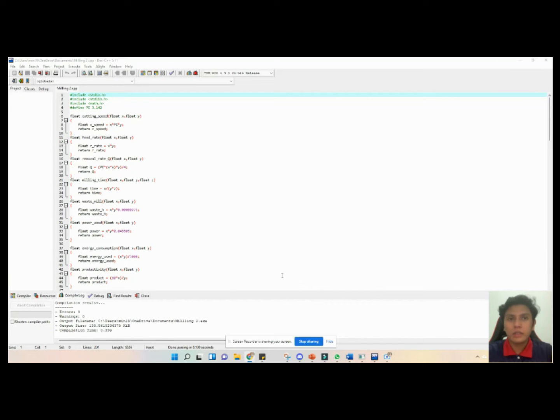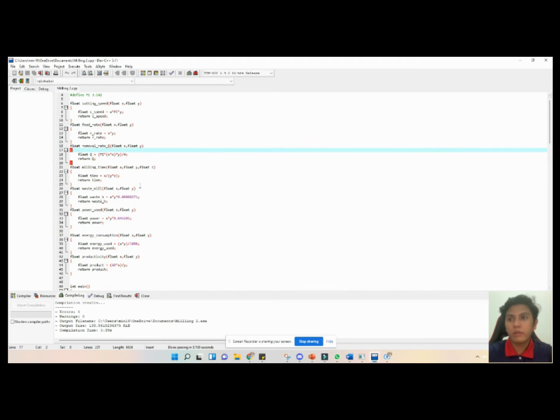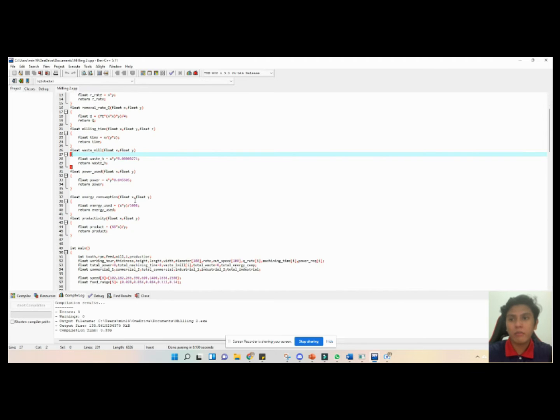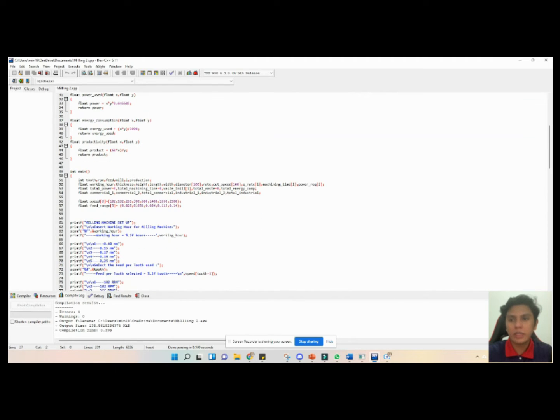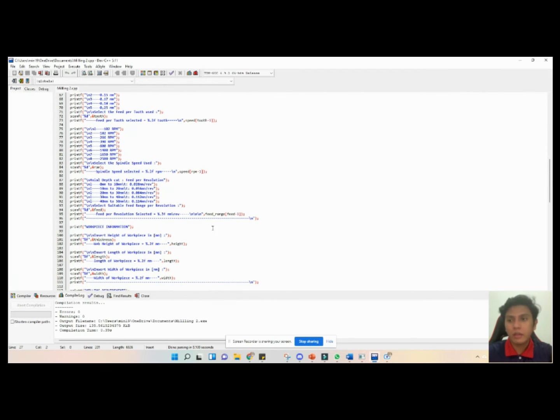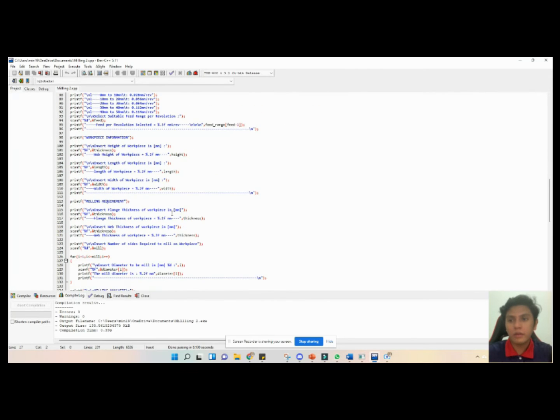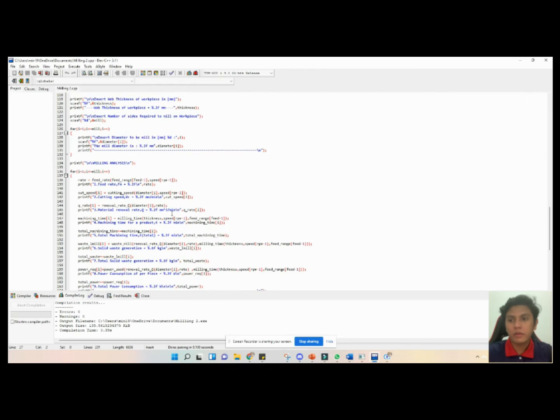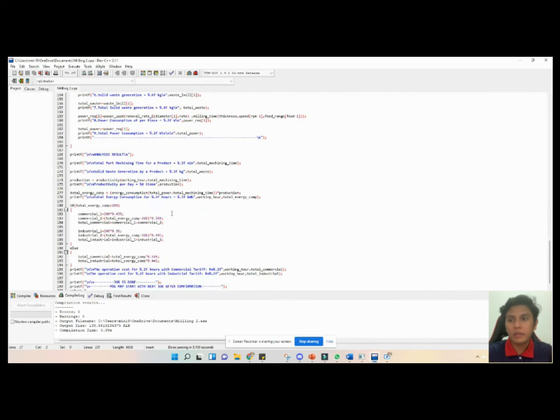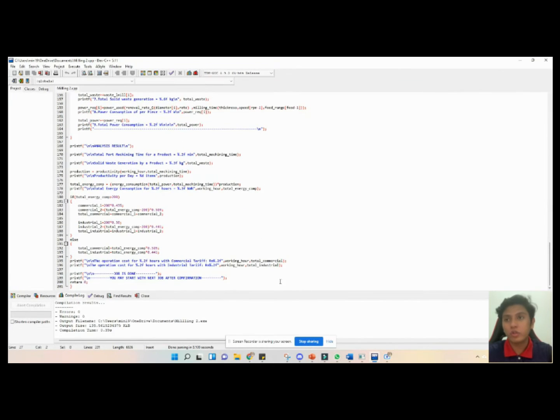Okay, for the input, you can see the input we have: cutter speed, feed rate, removal rate, milling time, waste time, use, and all the things that are needed in the coding. Okay, you can see. And lastly, I will show you the output.